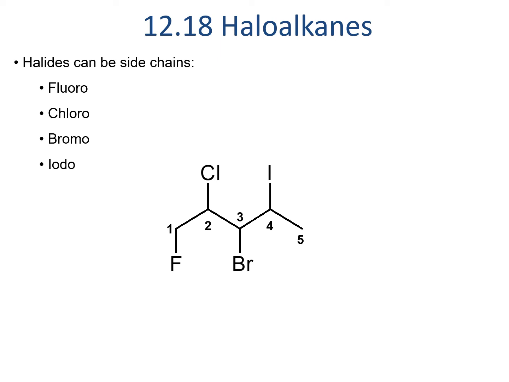We have 4 side groups: fluoro for fluorine, chloro for chlorine, bromo for bromine, and iodo for iodine. We just need to list them alphabetically with the numbers in front of pentane. So 3-bromo, 2-chloro, 1-fluoro, 4-iodo-pentane. Again, remember that the side groups are listed alphabetically, regardless of the number, which is why the numbers are all over the place in this molecule.